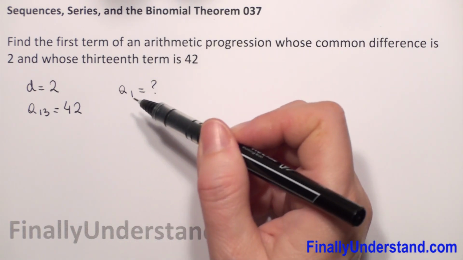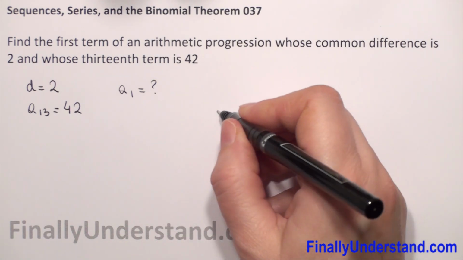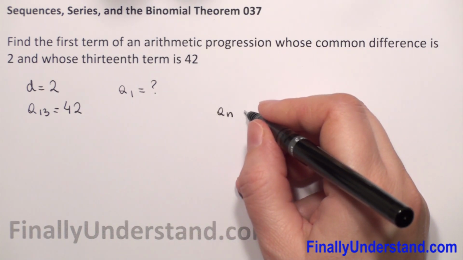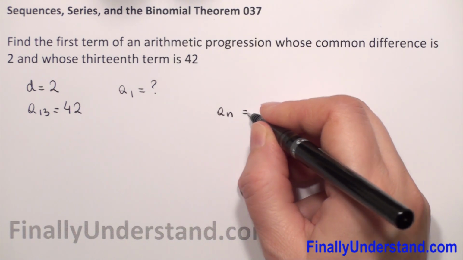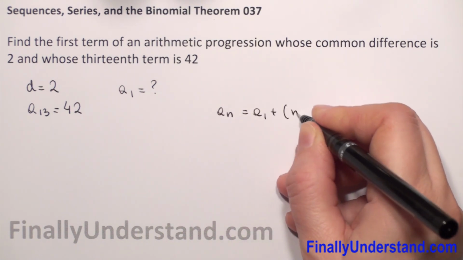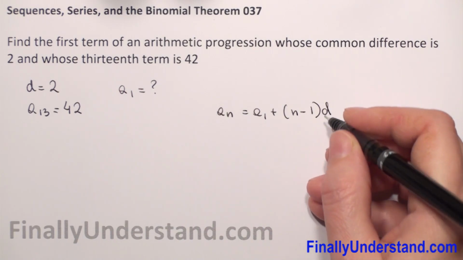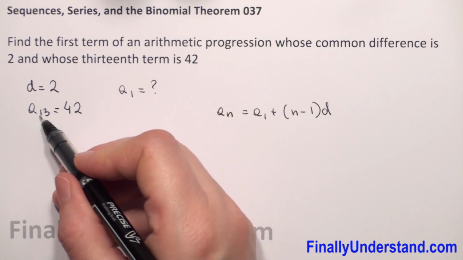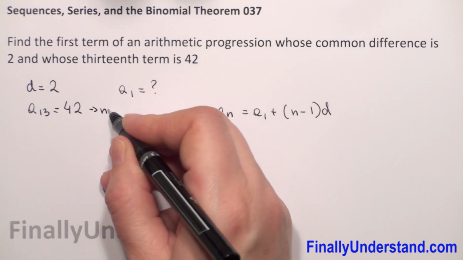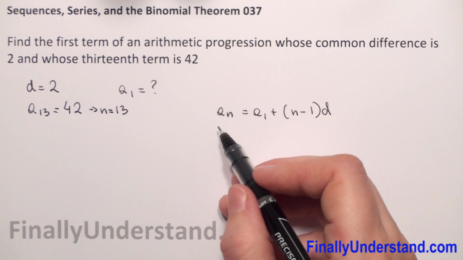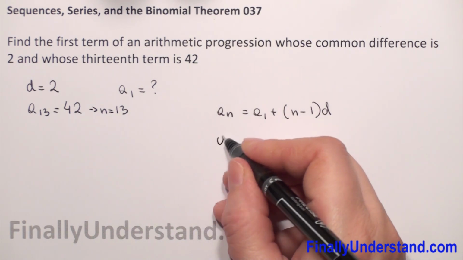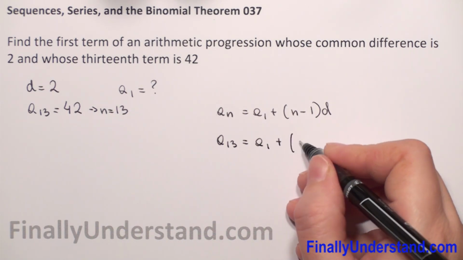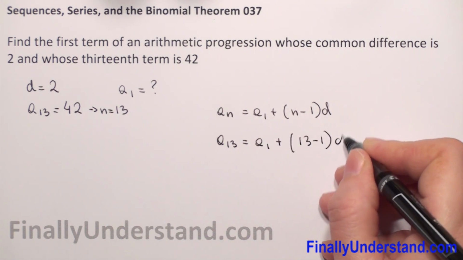So we will use the formula for the nth term of an arithmetic progression. This is a_n equals a1 plus n minus 1 times d. In this example, we are given a13, so n is equal to 13. So for n equals 13, a13 is equal to a1 plus 13 minus 1 times d.